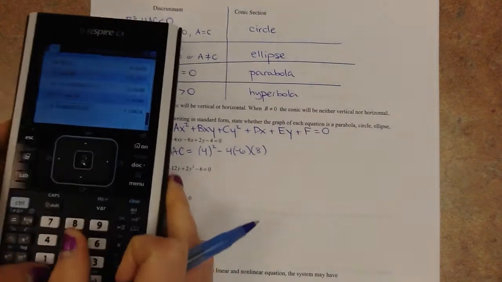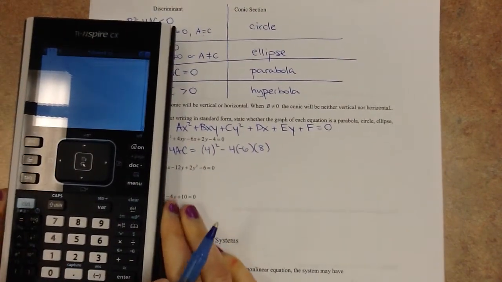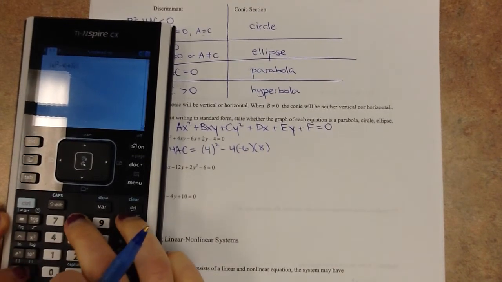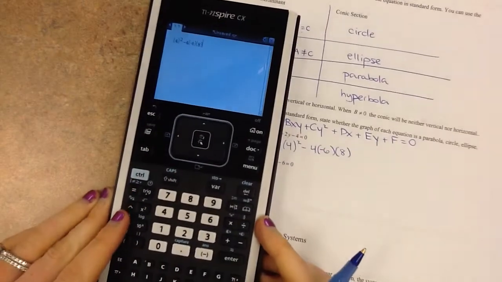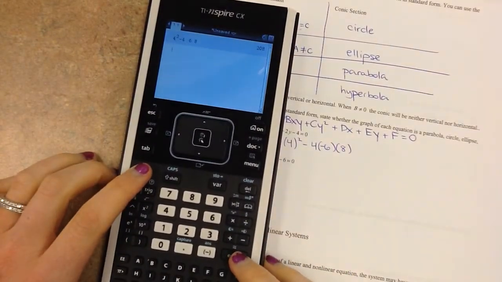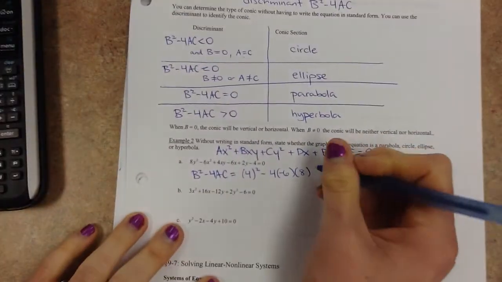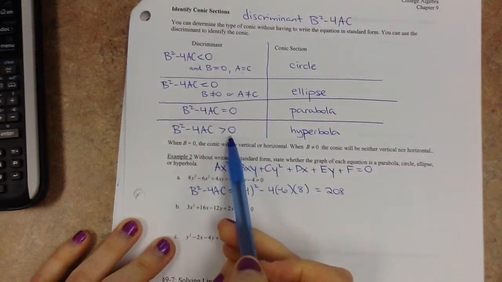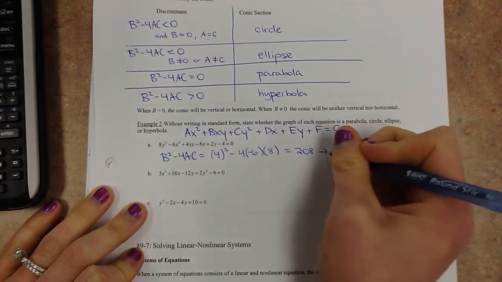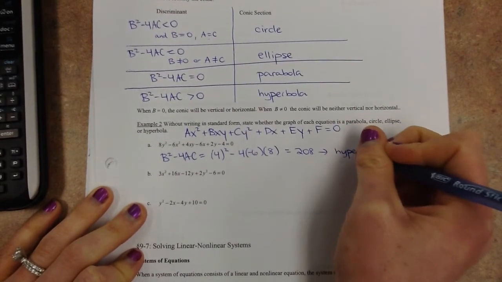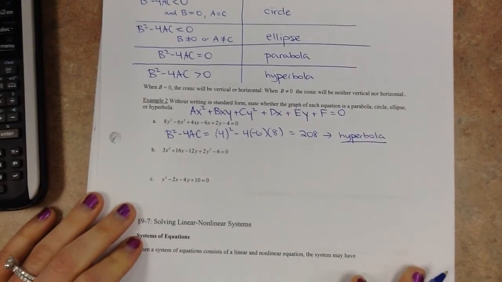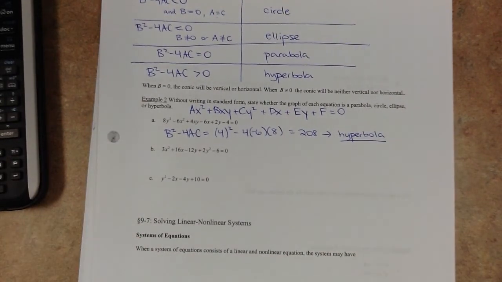So let's look. Okay, a bunch of stuff on there, so ignore that. So 4 squared minus 4 times negative 6 times 8. Oops, that's not on the screen, I'm sorry. So we get 208. So 208, look for the category. That is definitely a positive number. And so that tells us that this is a hyperbola.